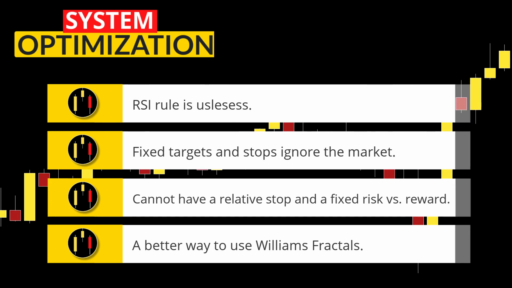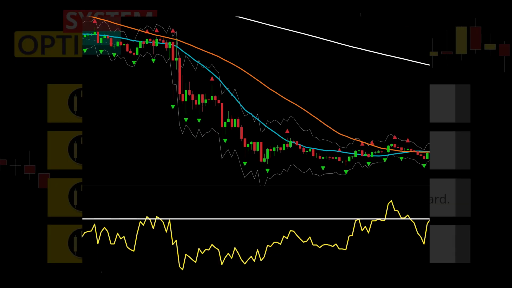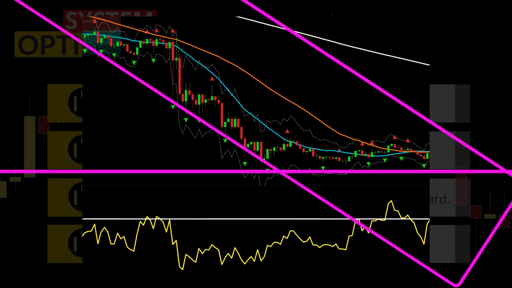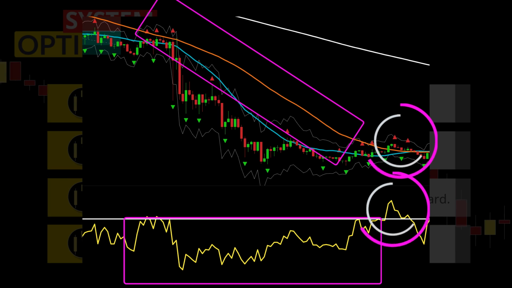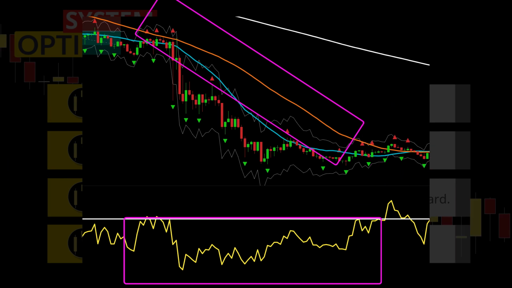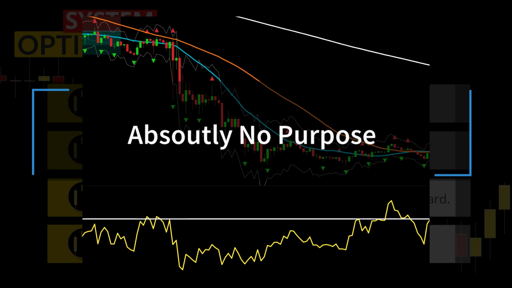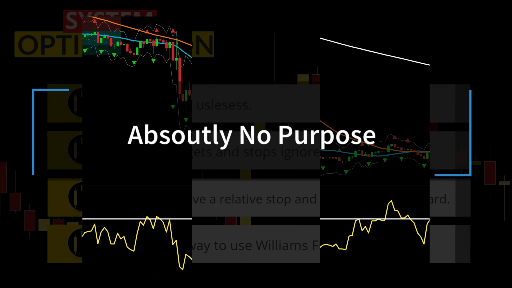Adding the RSI to this system is superfluous because when the price is below the MAs while fanned out, the RSI is almost always under the 50 line. When we build a trading system, we are looking for indicators that help filter out losers or get you into winners. The RSI used this way serves absolutely no purpose.